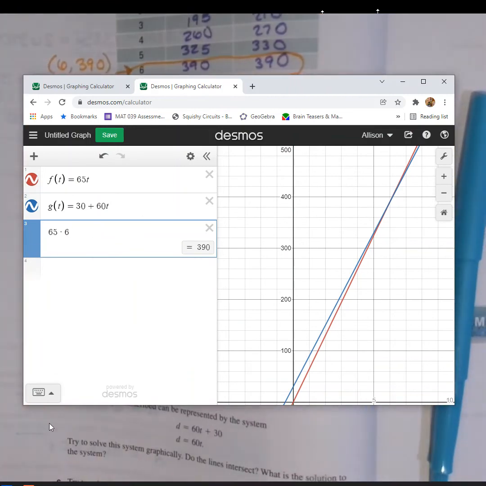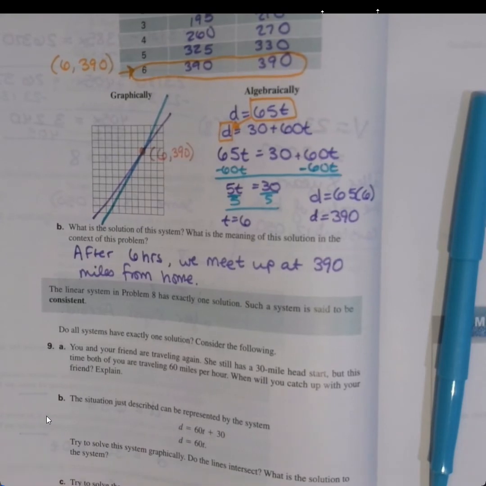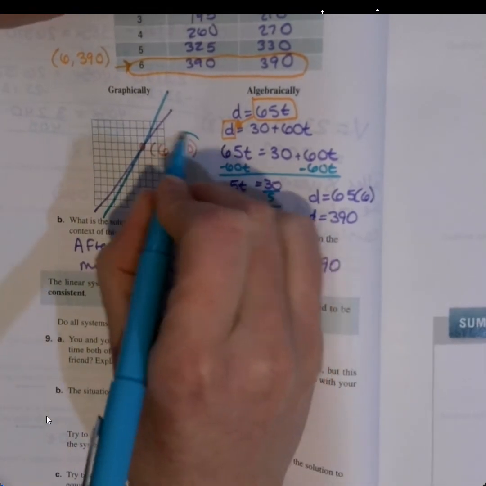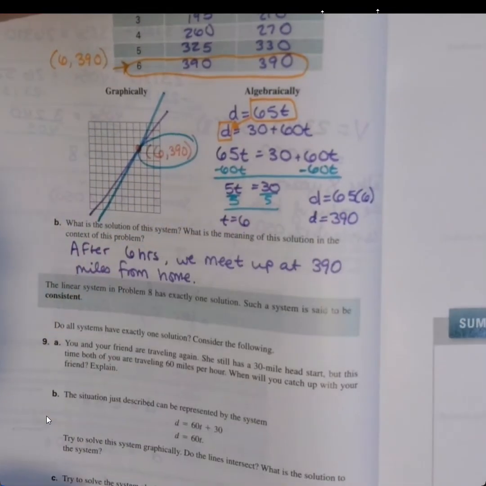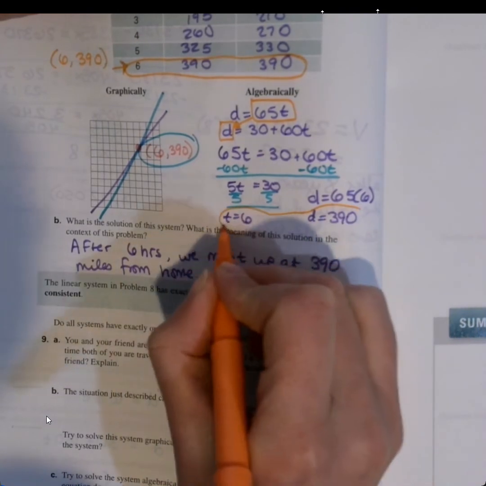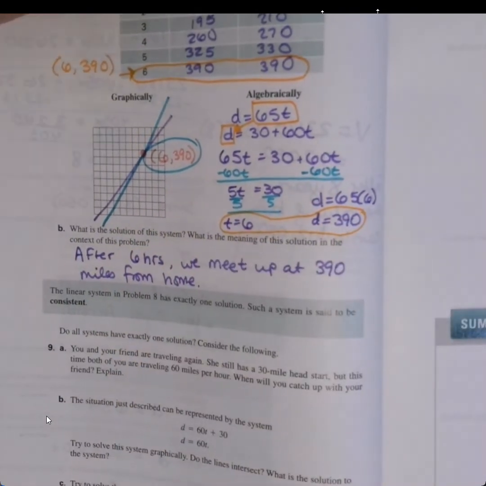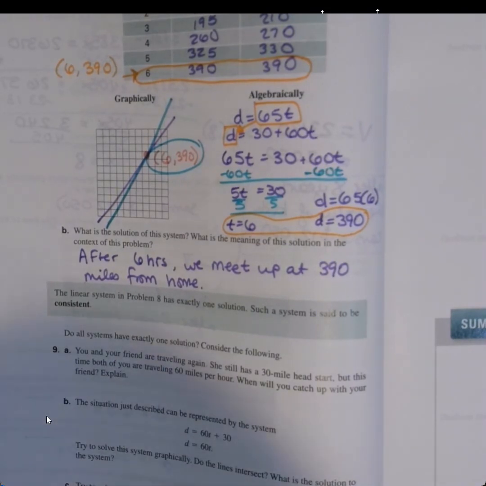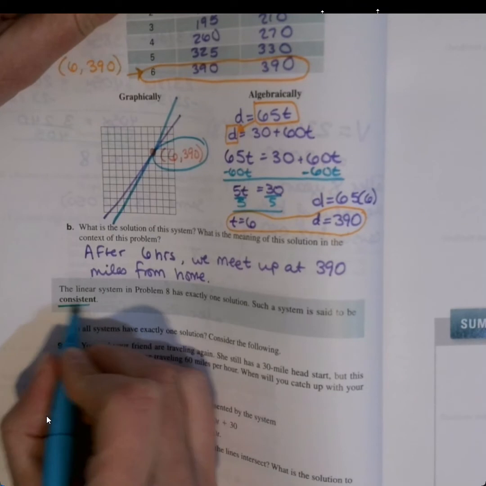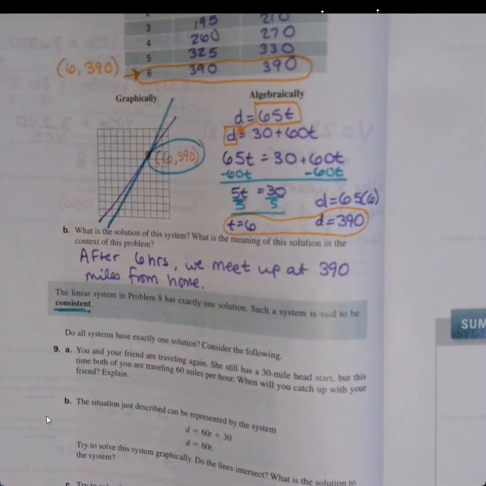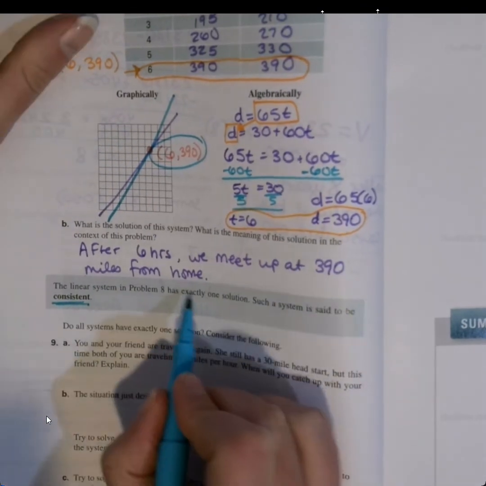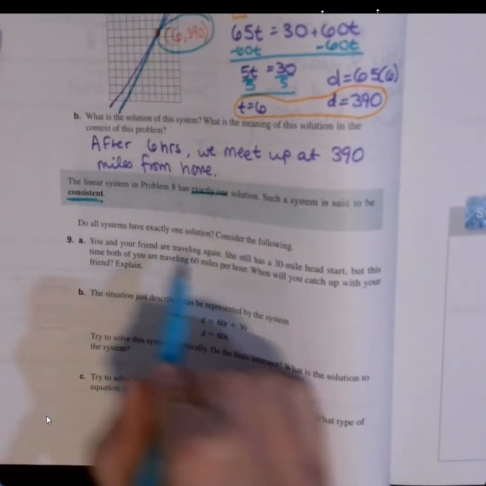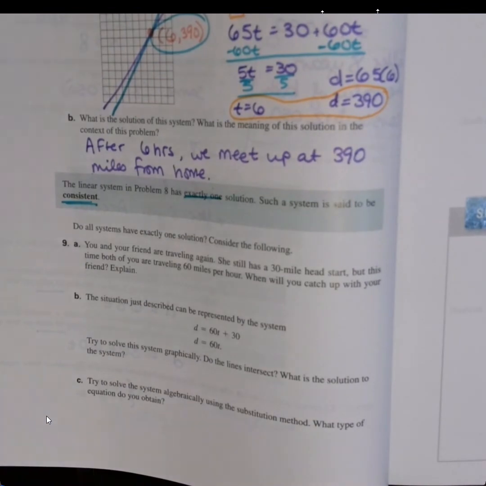Okay, so again, just comparing all 3 methods of numerically, graphically, and algebraically. Same answer here. We got our answer, and we got our answer here with our t and d values. All of them have the same interpretation. Okay, so again, this system is consistent like we defined earlier because there's a singular solution. Exactly one solution. Now, number 9, do all systems have exactly one solution? Let's find out. The answer is going to be no.